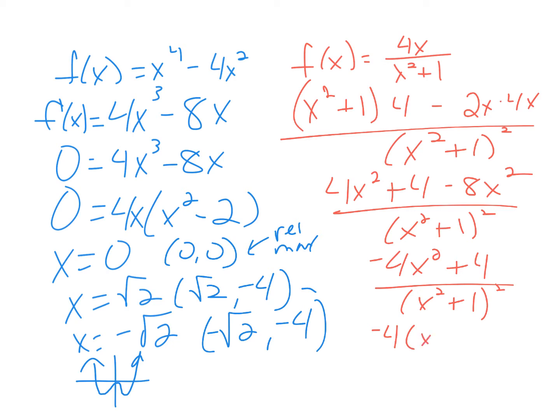Now, what values make the numerator 0? It would be 1 and negative 1. Those will be the values that make it 0. I factored out negative 4 to make it easier and get x squared minus 1 up top, set that equal to 0, and what will make it 0? 1 and negative 1.